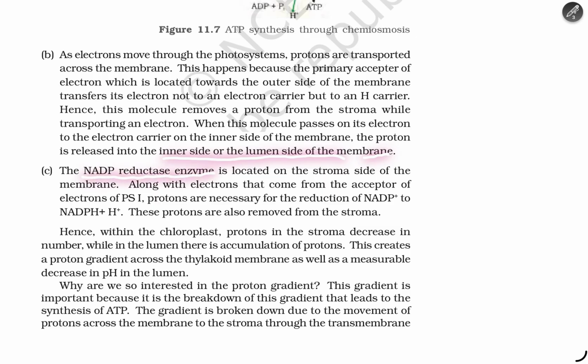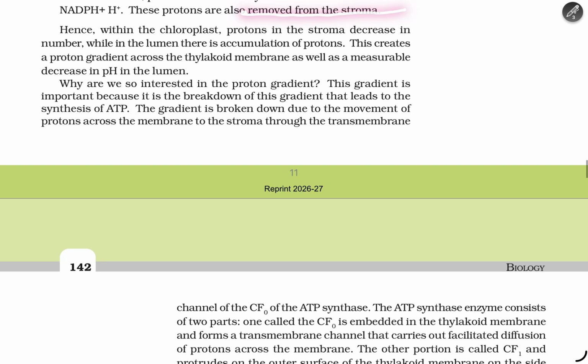The NADP reductase enzyme is located on the stroma side of the membrane. Along with the electron that comes from the acceptor of PS1, protons are necessary for the reduction of NADP plus to NADPH and H+. These protons are also removed from the stroma. Within the chloroplast, protons in the stroma decrease in number, while in the lumen there is accumulation of protons. This creates a proton gradient across the thylakoid membrane, as well as a measurable decrease in pH in the lumen.